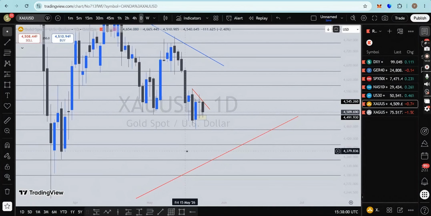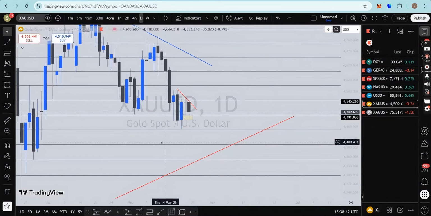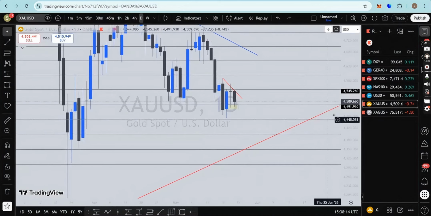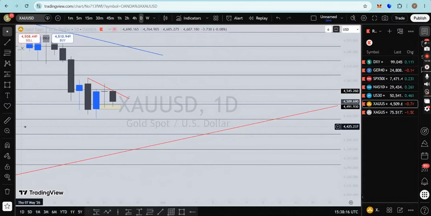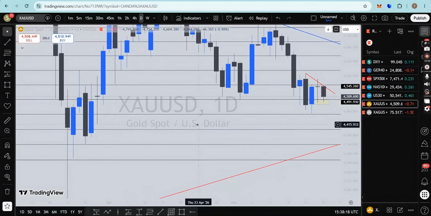It's a zone where I mark 500 pips differentials on gold. This is 4,500, and this is 4,550, meaning 500 pips differentials on gold. So what are we looking for? I think we had a support zone here.